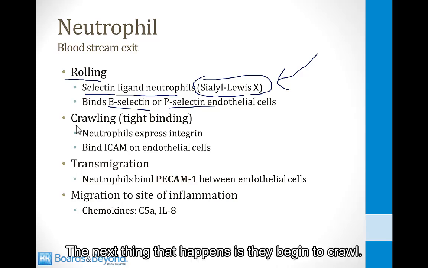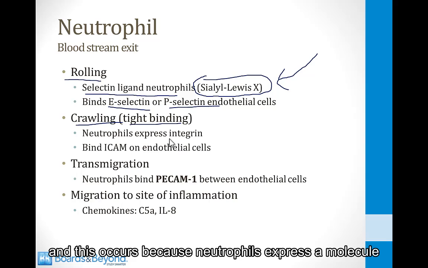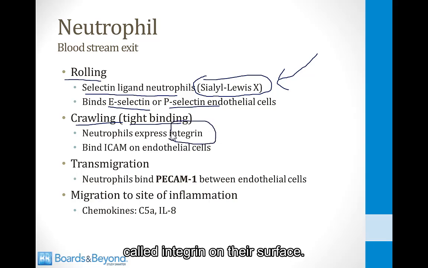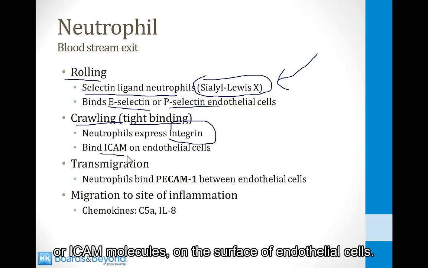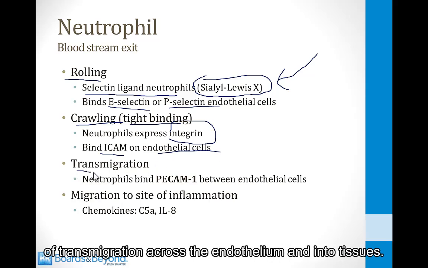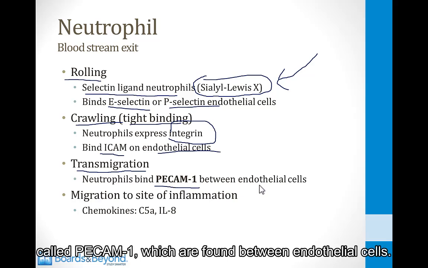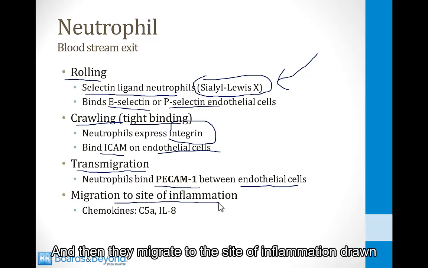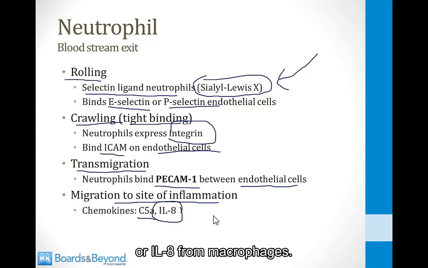The next thing that happens is they begin to crawl. This is a process called tight binding, and this occurs because neutrophils express a molecule called integrin on their surface, and integrin binds to intercellular adhesion molecules, or ICAM molecules, on the surface of endothelial cells. After they're crawling, they begin the process of transmigration across the endothelium and into tissues. This occurs because neutrophils bind molecules called PECAM-1, which are found between endothelial cells, and then they migrate to the site of inflammation drawn by chemokines like C5a from the complement system or IL-8 from macrophages.